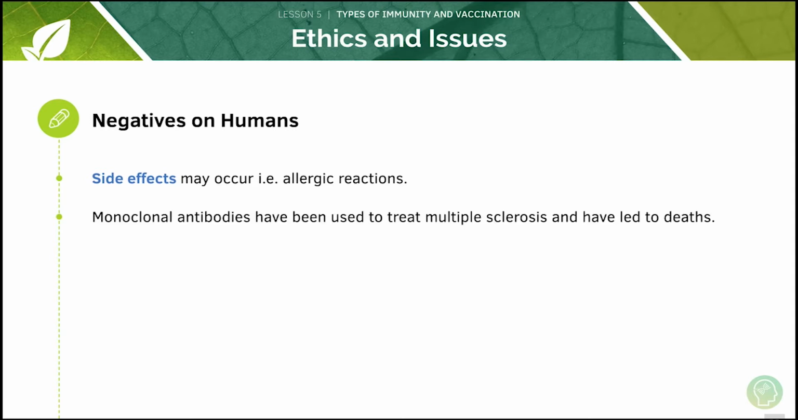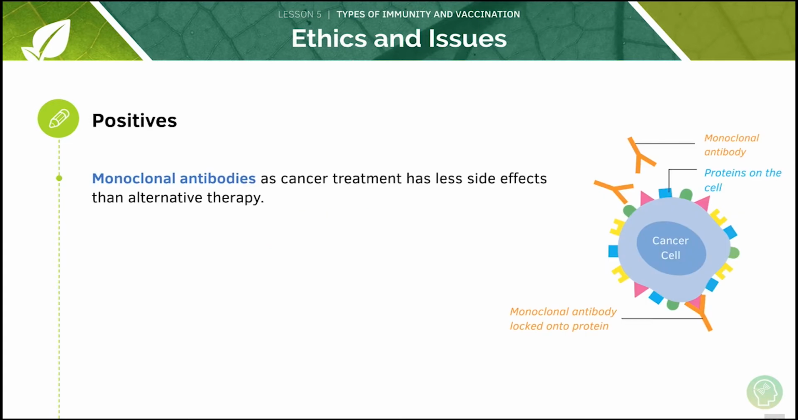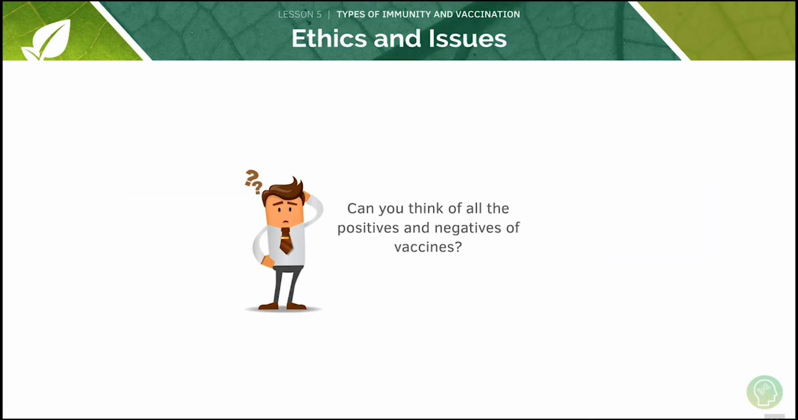Monoclonal antibodies have been used to treat multiple sclerosis, but this has unfortunately led to some deaths. However, vaccinations can be used to treat many conditions, so saves money and time for the NHS. They can also be used to detect early pregnancies in order to help mothers. And monoclonal antibodies as a cancer treatment have less side effects than alternative therapy. They are specific and therefore useful in diagnosing diseases quickly. Can you think of all the positives and negatives of vaccines?